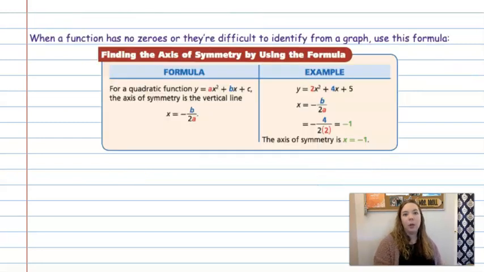All right. So when a function has no zeros or they're difficult to identify on a graph, we can use this formula where we have -b over 2a, where we're using our standard form. So b is the coefficient of x, a is the coefficient of x squared. So if this was our trinomial here, we would take -4 over 2 times 2 to get -1. And this is most helpful when you don't have a picture. That's mostly when I use it. When you have a picture, usually it's pretty easy to identify visually.